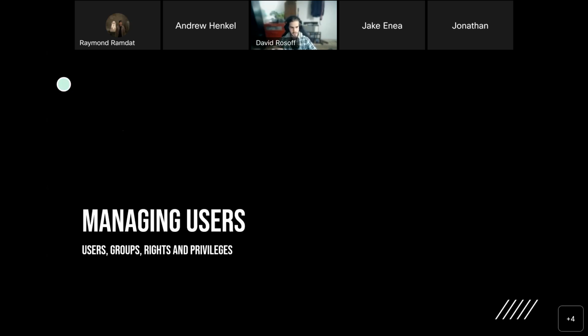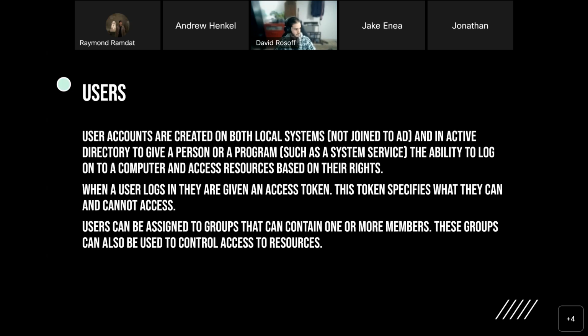Okay, so now that we have a fundamental understanding of how Active Directory is built and the protocols that go into it, we can start talking about how it can be used to manage users and groups and all the various rights and privileges for each of them. So we start off with users. Users can be created as local accounts or domain accounts. Local accounts are user accounts that are stored only locally on that one machine, whereas domain accounts are part of the Active Directory domain.